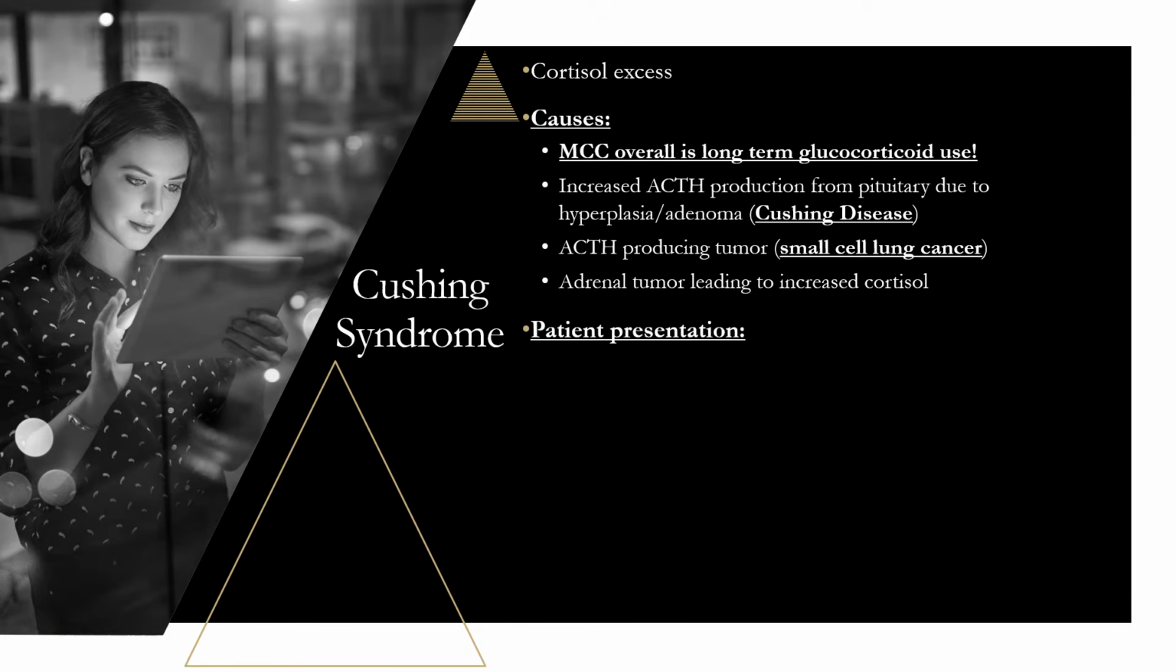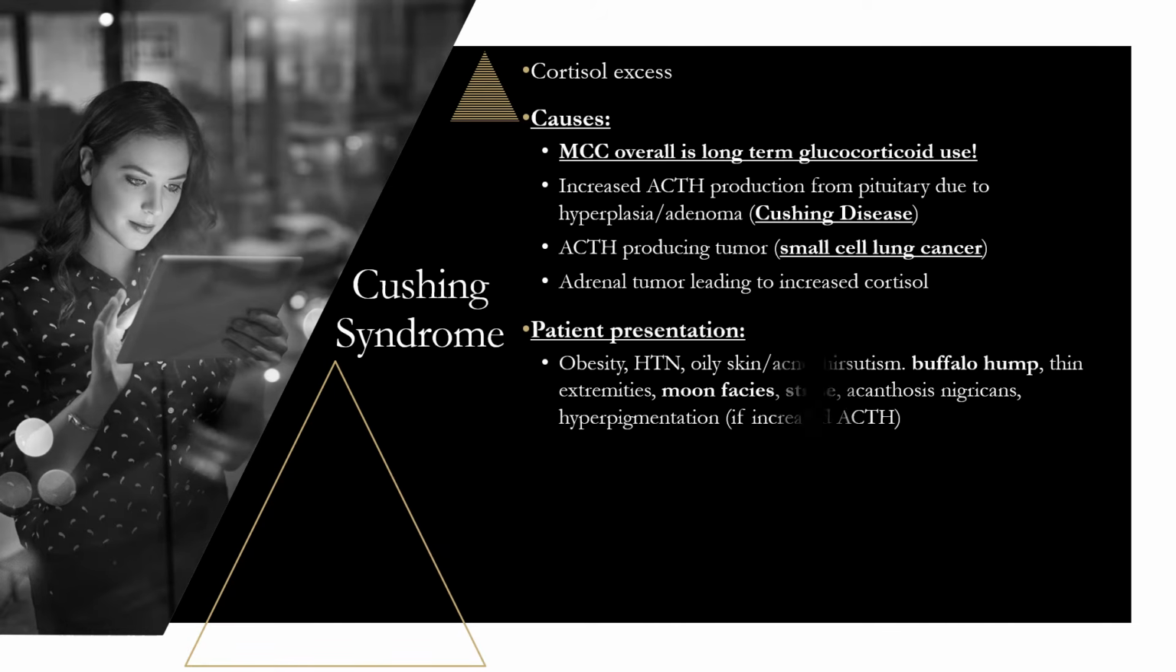As far as the patient presentation, I think we all remember some of the common things with Cushing's. It's just one of those things that we don't forget. Obesity, hypertension, moon facies, striae, acanthosis nigricans, hyperpigmentation if there's an increased ACTH, like in a small cell lung cancer.